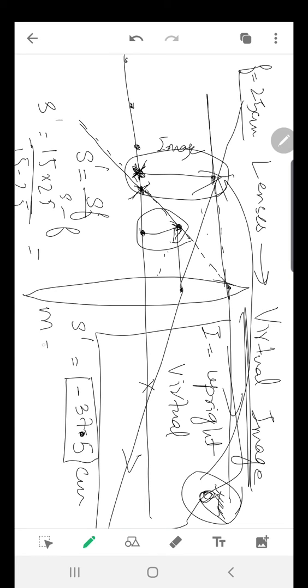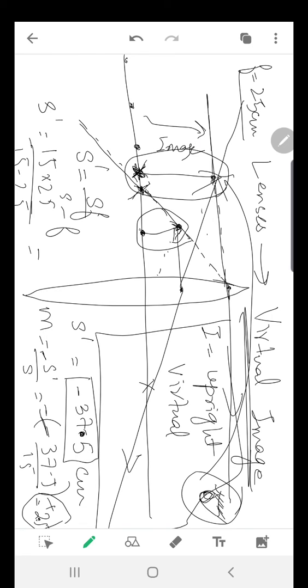Now if you talk about the magnification, let's see how much magnified your image is. It is minus 37.5 over 15, which is equal to 2.5. Can you see that it is a positive number now? Positive magnification actually means that now your image will be upright, and it will not be inverted. Like the minus sign before was telling you that the image is inverted. Right now, the positive sign is telling you that it will be upright.